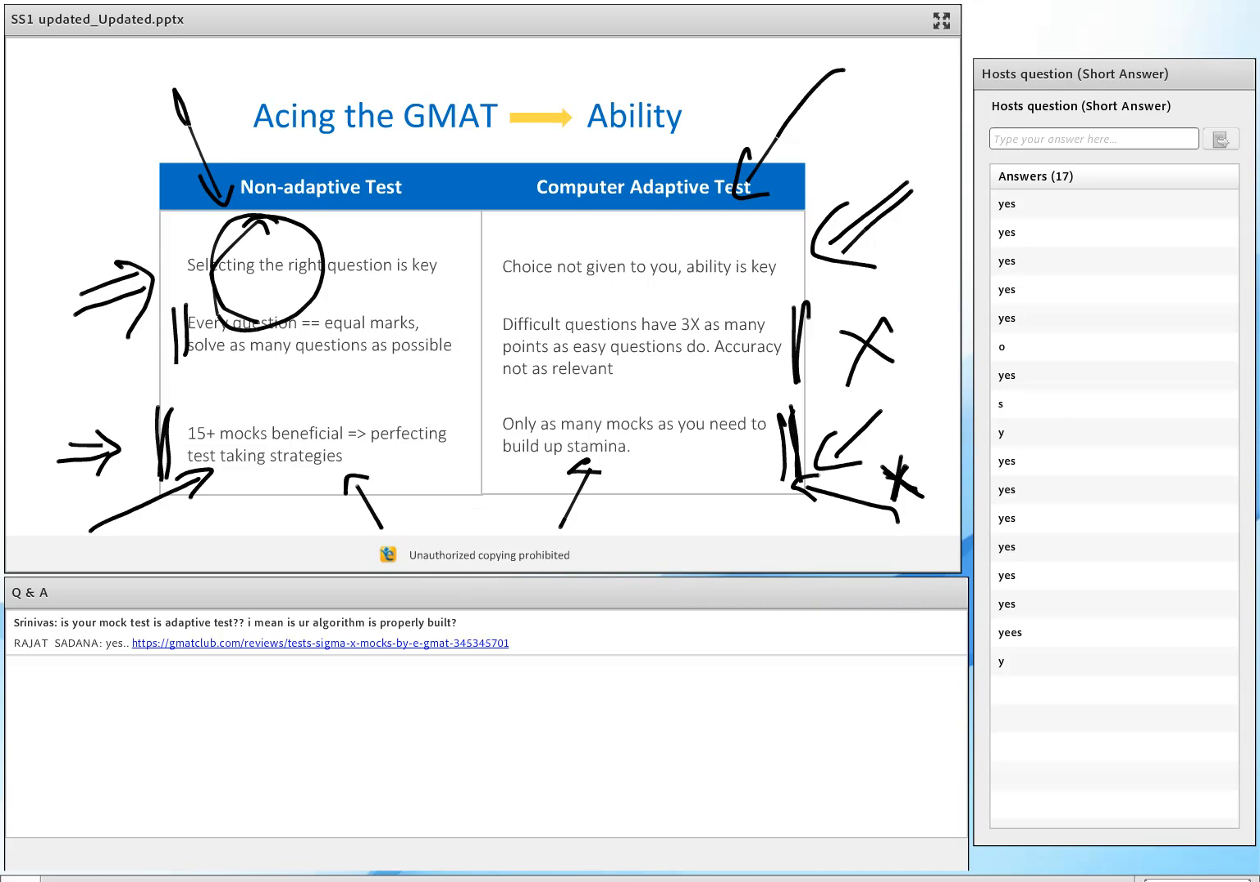Sandeep says, does it mean that mock tests are not important other than building stamina? So I think you're asking a very absolute question. Mock tests are important. In other words, if you're not an e-GMAT student, the way most people evaluate themselves is by taking mock tests, which, by the way, in my opinion, is a really bad way of evaluating yourself.